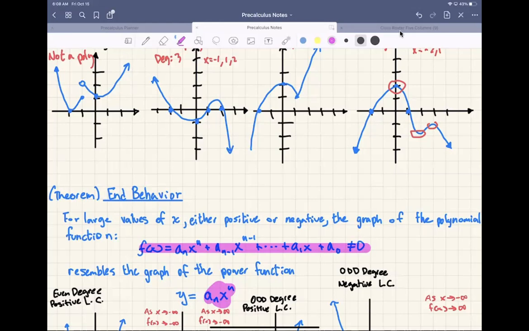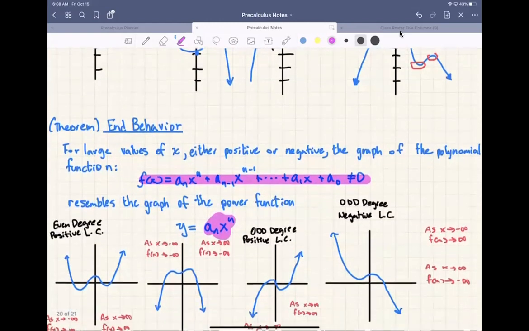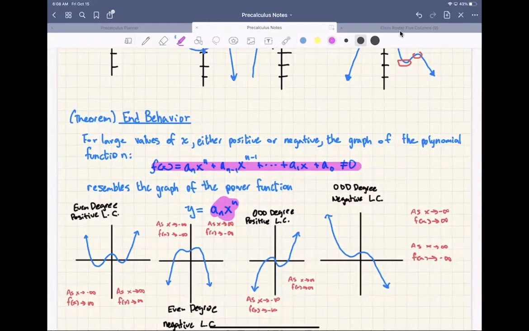Let's look at something called end behavior. What we're trying to say with end behavior is the behavior of the graph at its ends. So if we have even degrees, you're going to look somewhat like a parabola no matter what.